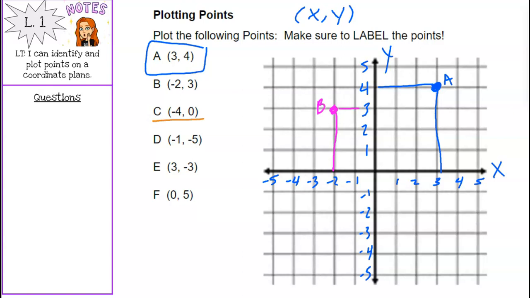Point C is (-4, 0). Now this one can kind of be tricky because it's got a 0, but -4 is your x number, which means we're going to go to -4 on our x-axis. And then if it's 0, that means we just don't move up or down. So we're going to be on the x-axis. So that's point C. Point D is (-1, -5). So we go left 1, down 5.